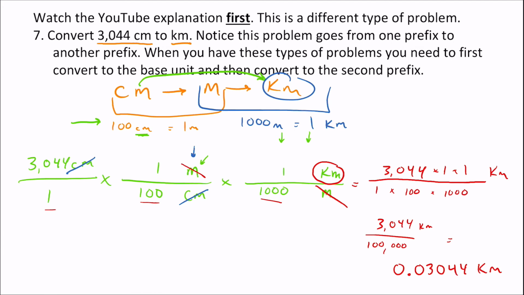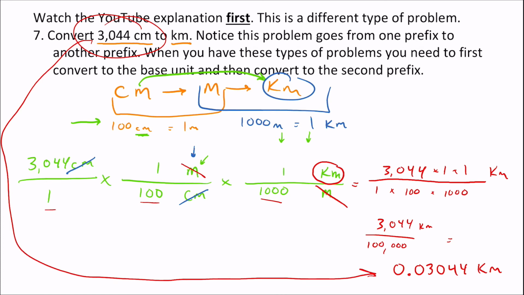So let's make sure our sig figs are good. We started out with 4 all the way up here. This has 4 because these zeros don't count. The first one that counts is the 3. Then the 0 counts because it's in between 2 non-zeros. Then the 4 and the 4 also count. So we have 4 sig figs. So our answer would be this here.